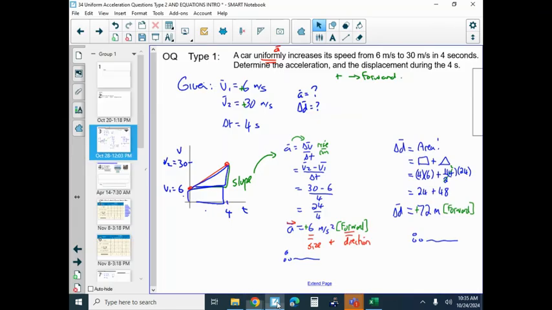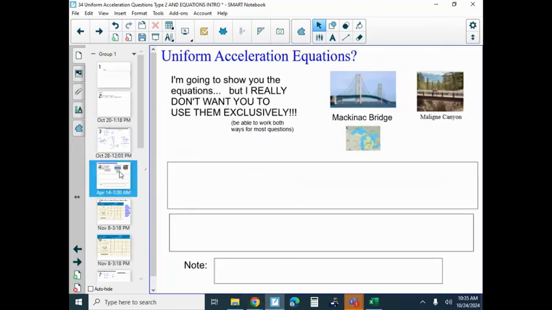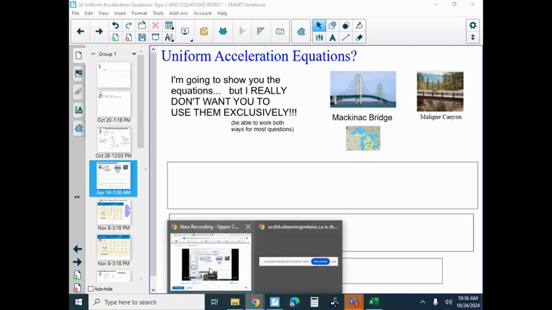All right, so now I'm going to start to introduce the uniform acceleration equations. I'm going to show you them, but I do not want you to just start using them exclusively. Certainly not yet, maybe not ever. For this course, the way I'm doing it, you're going to need to be able to work both ways: the VT graph and the fancy equations. And so these are little memories for me here. Just one second, please.